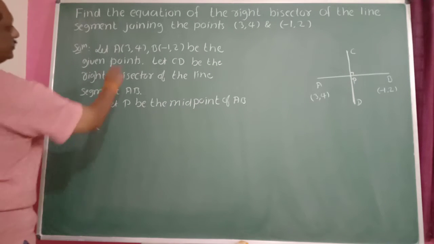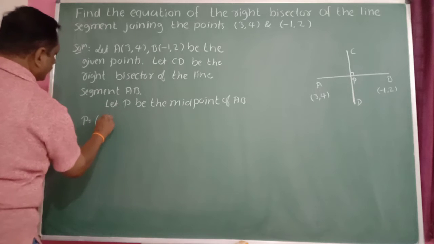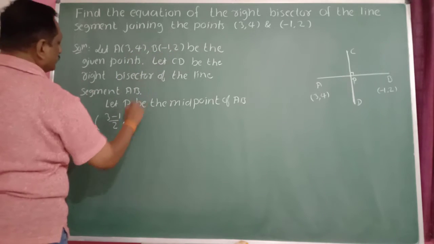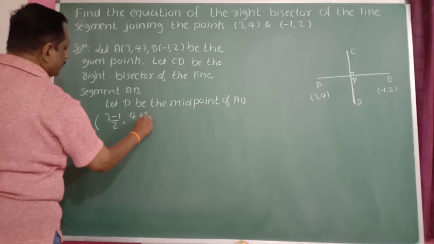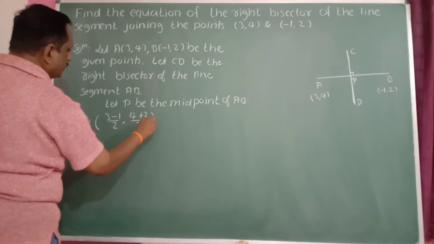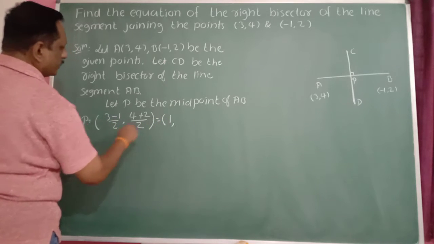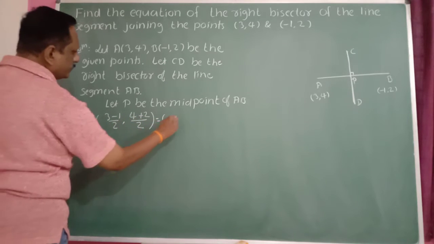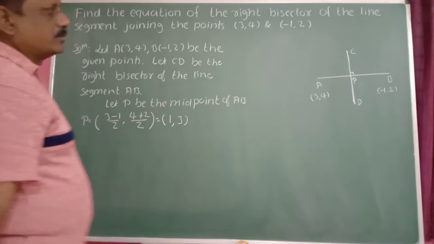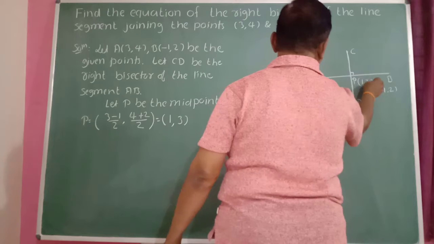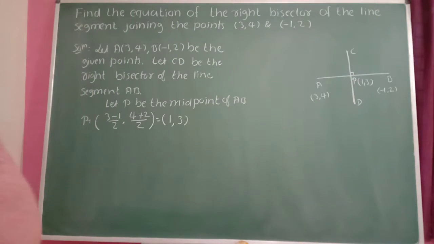So P is equal to ((3 minus 1) divided by 2, (4 plus 2) divided by 2). It gives 3 minus 1 is 2, and 2 and 2 cancel, giving 1. 4 plus 2 becomes 6, upon 2 becomes 3. Yes, the coordinates of the point P are (1, 3). It is the midpoint of AB.